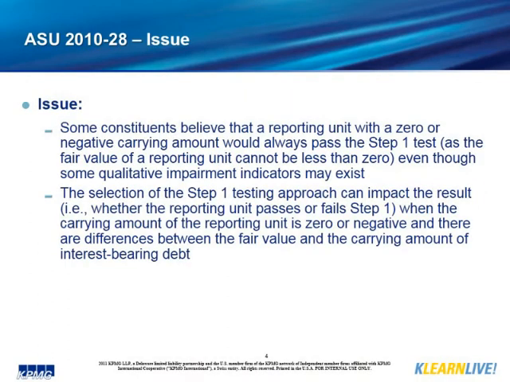This issue was originally brought before the task force because practice had developed that reporting units that had a zero or negative carrying amount would seemingly automatically pass Step 1 of the test, as the fair value of a reporting unit could not be less than zero, even though qualitative factors may exist that indicate that goodwill of the reporting unit is impaired. Some constituents questioned whether it made sense for these reporting units to automatically pass the Step 1 test, given in some cases a negative carrying amount would be a strong indicator of impairment.